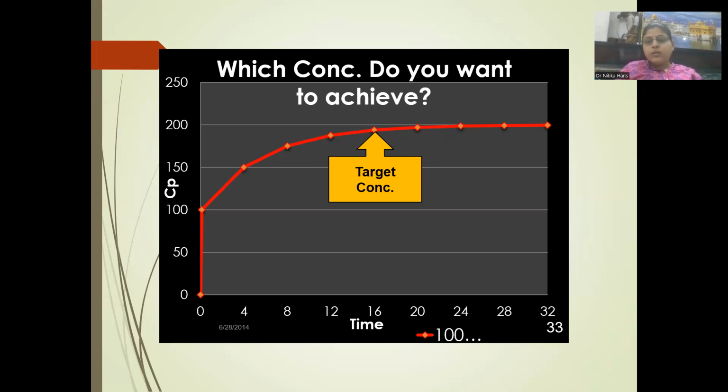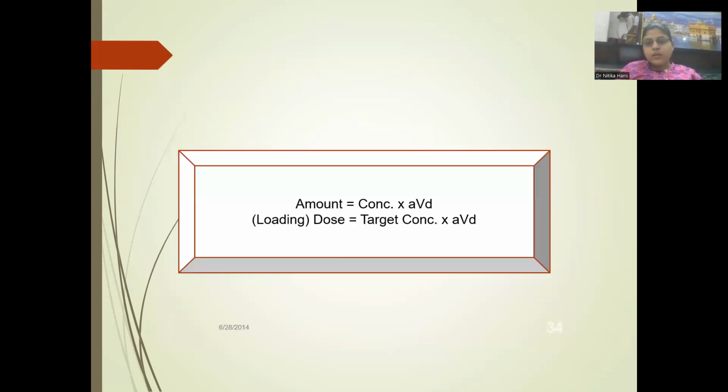So the dose we gave was 200 milligram. Which concentration do you want to achieve? This one. So the 200 milligram concentration will be achieved. And the formula for loading dose is target concentration times volume of distribution, the apparent volume of distribution.